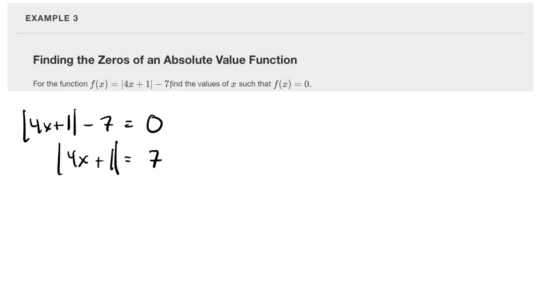Okay. So then from here, we kind of split it. So we'll have 4x plus 1 equals 7, or 4x plus 1 equals negative 7. I think this is fine. Okay. So then we just solve. So again, let me put it in blue. The thing that we have to tackle is mainly this guy.